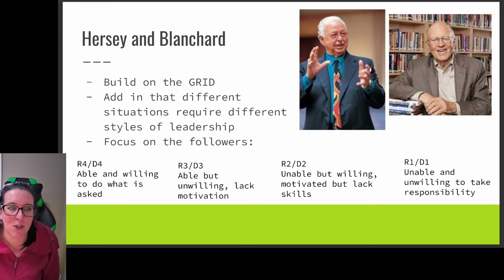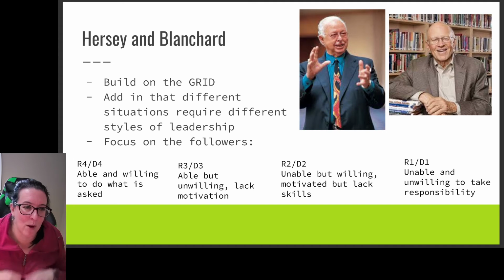And that's because Hersey and Blanchard did their work together initially, and then they parted ways. And so over time, their theories have kind of separated, morphed a bit. And so one is using R's and one is using D's. But essentially, there's 4 types of followers.